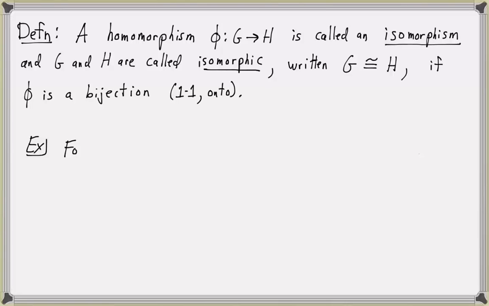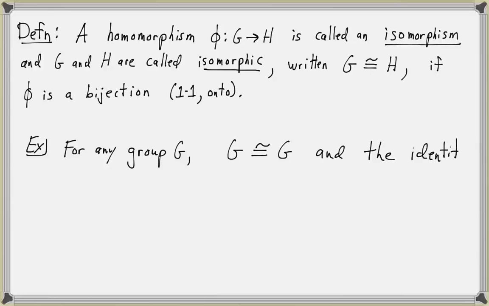A quick example of an isomorphism: for any group G, it's clear that G is isomorphic to itself, and we need an isomorphism. Well, the identity map, let's call it phi from G to G, and phi maps any element of G to itself. This is clearly an isomorphism.